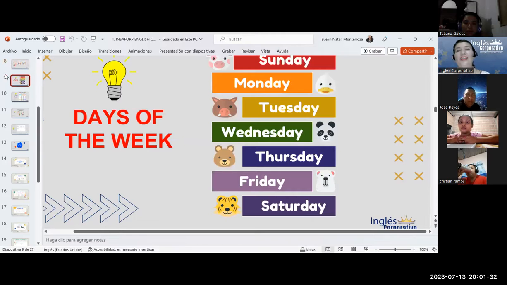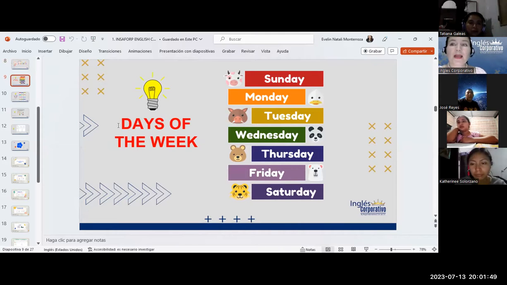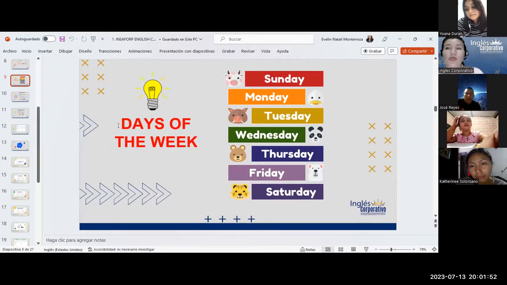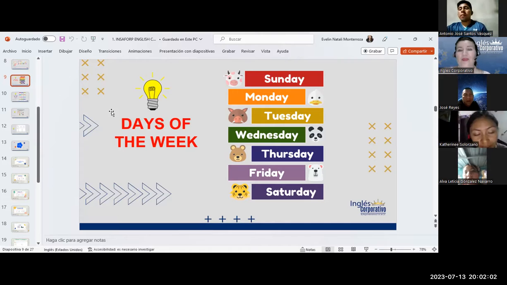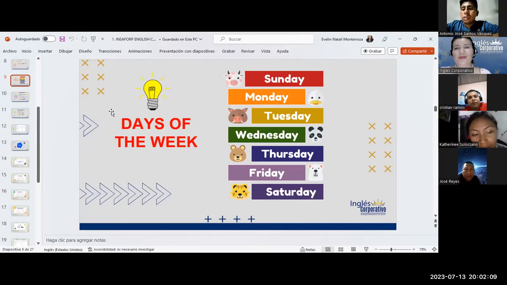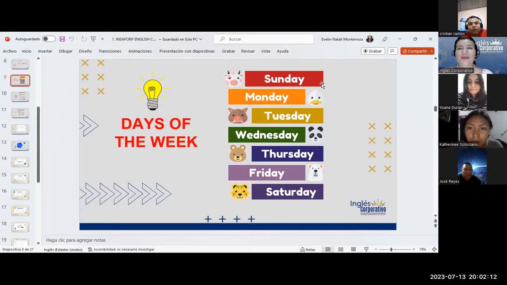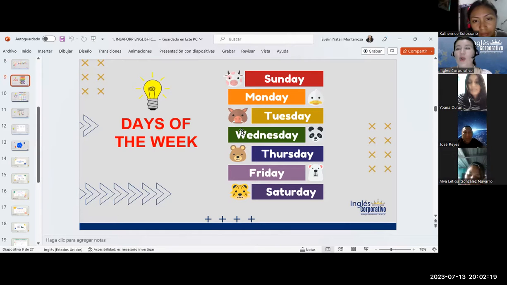We're going to work a little bit with the days of the week, right? In some cases, we have problems with pronunciation with the days of the week. And we have here, for example, in the first one, we have Sunday. Practice with me. Sunday. Monday. Tuesday. Wednesday. Thursday. Friday. Saturday. Sunday. Monday. Tuesday.